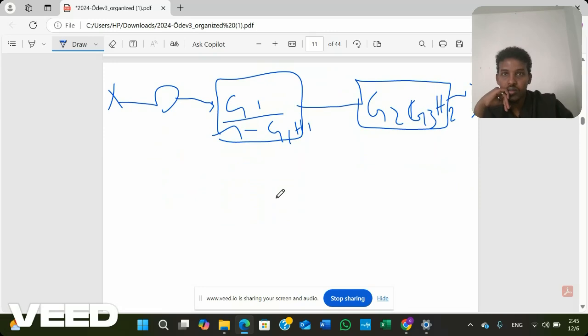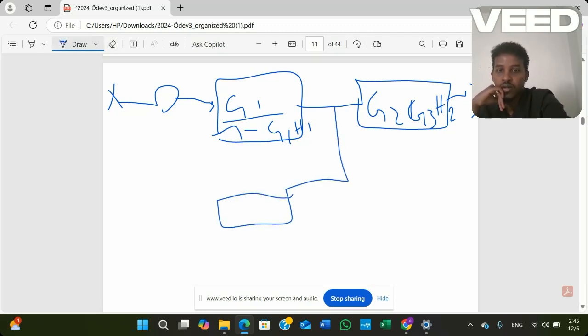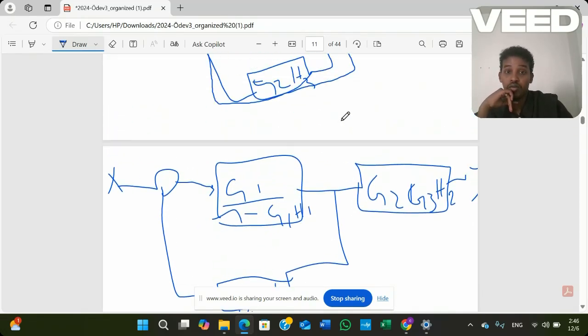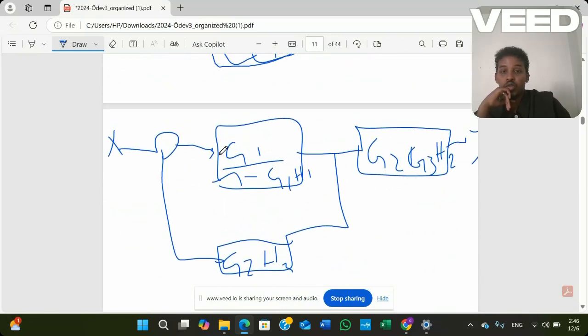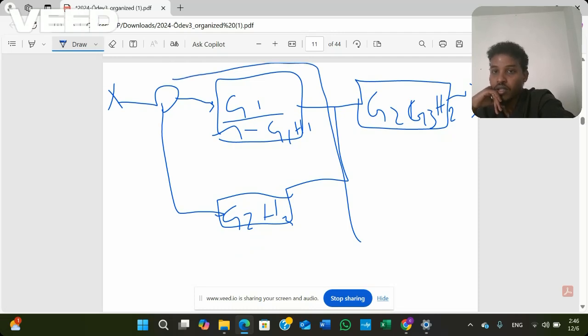Here I also have G2 H3. I don't forget the unit feedback for this positive feedback. This will be G1 over 1 minus G1 H1, and G2 H2 will be a negative feedback.